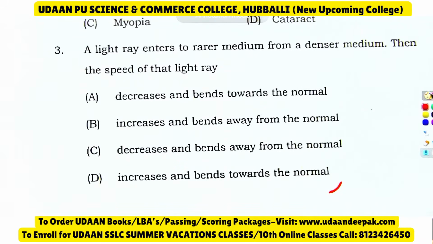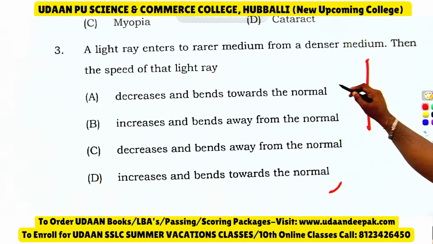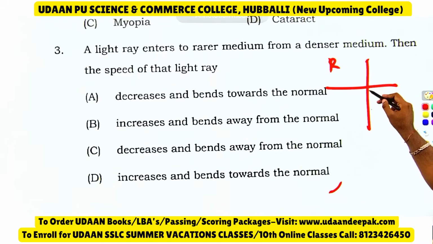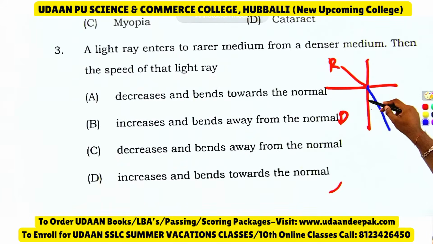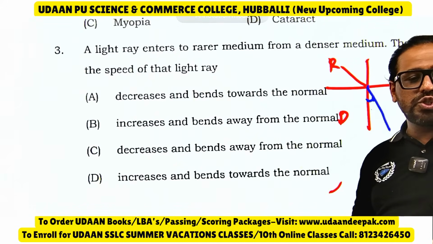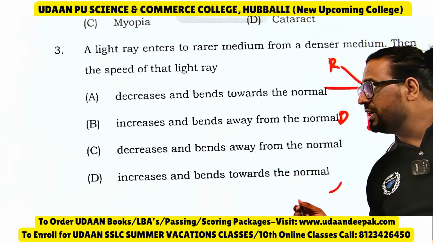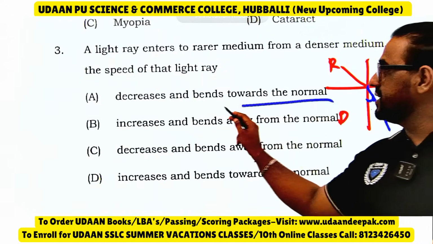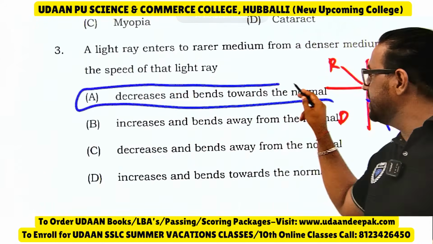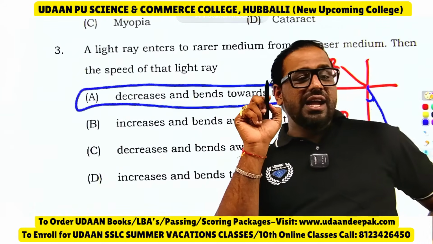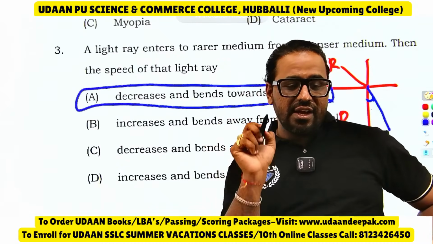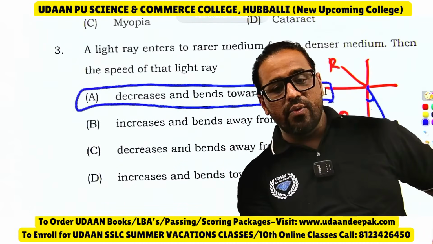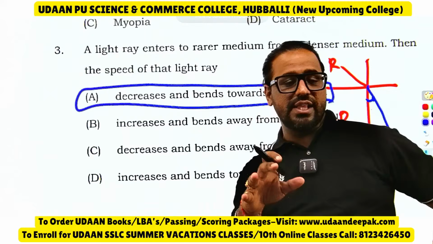Very good. So you know that when the ray of light travels from rarer, suppose this is the rarer medium and this is the denser medium, when the ray of light travels from rarer to denser, it moves towards the normal. The ray of light moves towards the normal and the speed decreases. So the right answer is what? Decreases and bends towards the normal. So that is the right answer. Excellent dear. Keep giving answers like this. Then only you will get prepared with this topic.